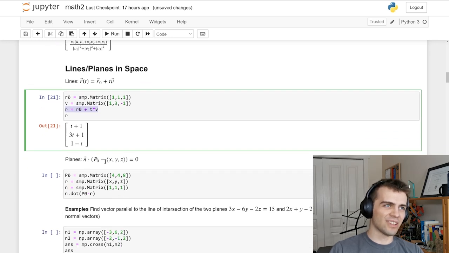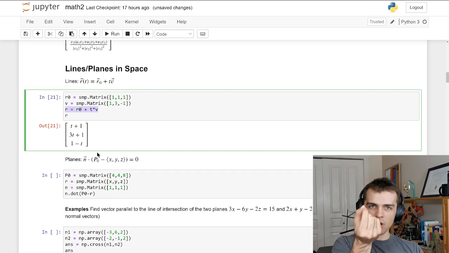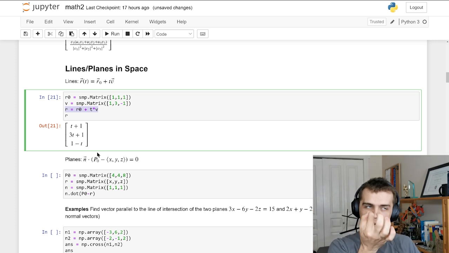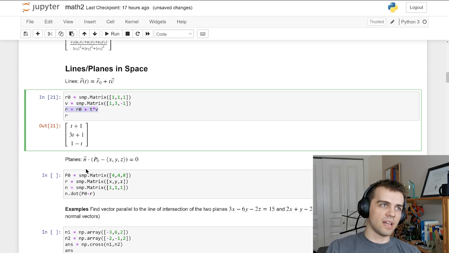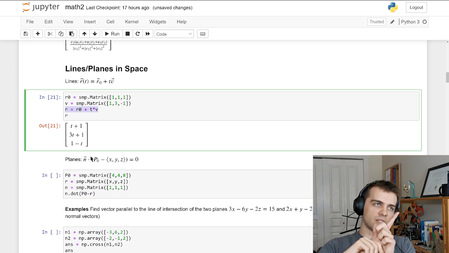The equation of a plane looks like this. You have a point P naught on a plane. So a plane is two-dimensional. I tell you a point on that plane. And then, if X, Y, Z is on that plane as well, it satisfies this formula: N, which is the normal vector to the plane, dotted with P naught minus X, Y, Z equals zero.